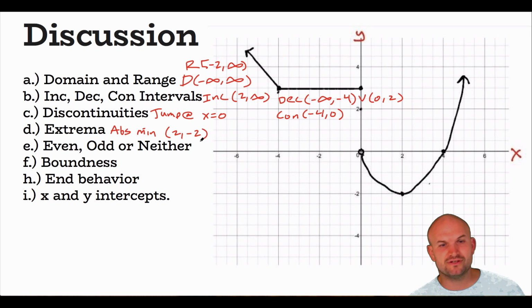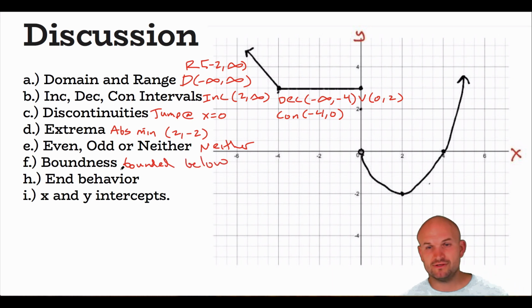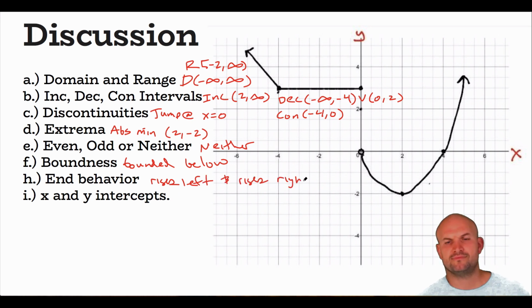Even, odd, or neither. This function has no symmetry, so therefore we're just going to say that this is neither. The graph is bounded below, but it's not bounded above because there's no restriction. So we're just going to say this is bounded below. And for end behavior, as this graph expands, you guys can see that it rises to the left and rises to the right.